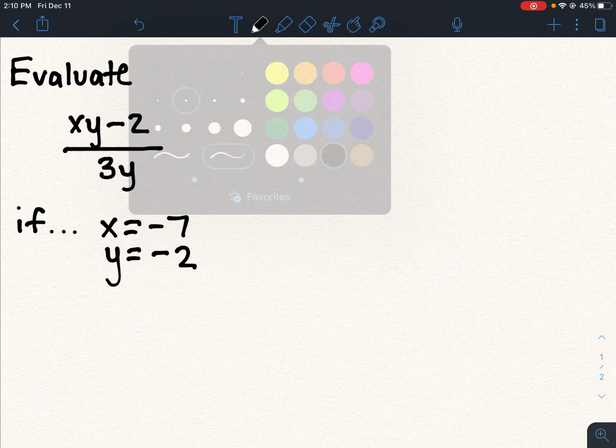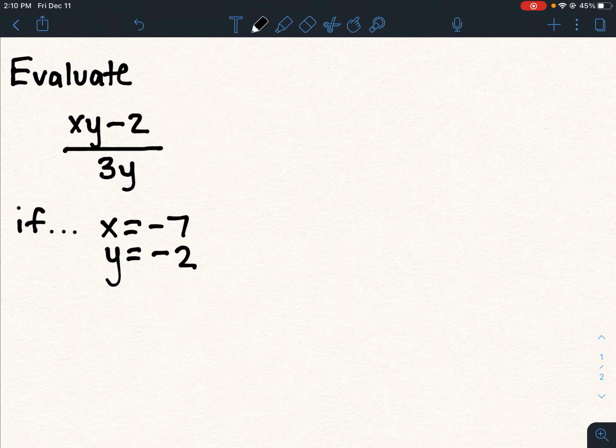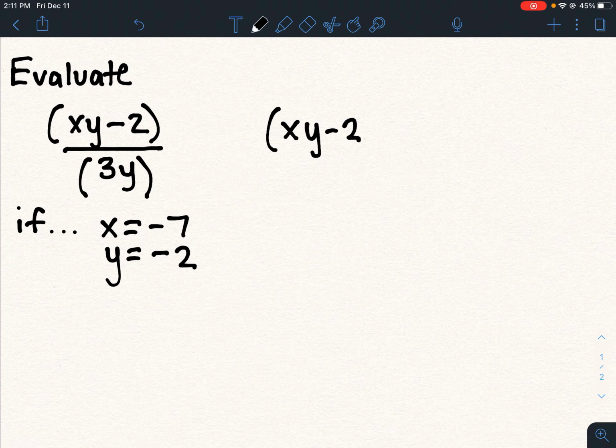So what we're going to do is replace each variable with the number it belongs with. However, I'm going to separate the numerator of this. This is like its own problem at the top, and the denominator is its own problem. And the fraction bar is the division. So I'm actually going to rewrite this as xy minus 2 divided by 3y. So that's how you should rewrite a problem that looks like this.